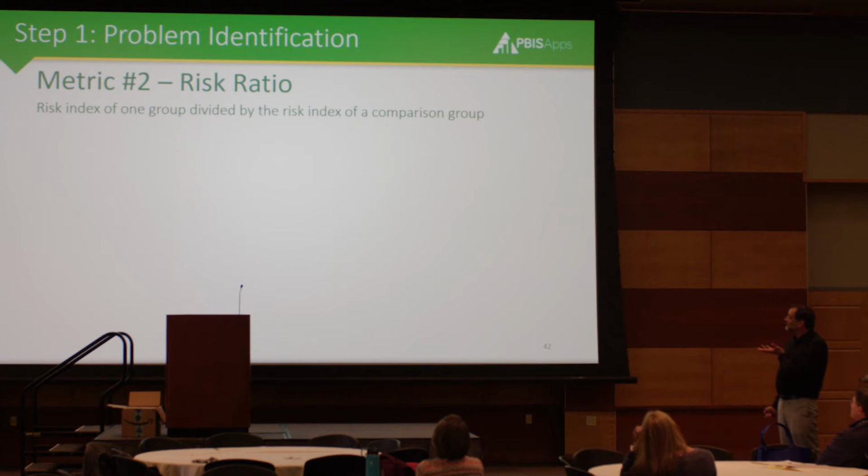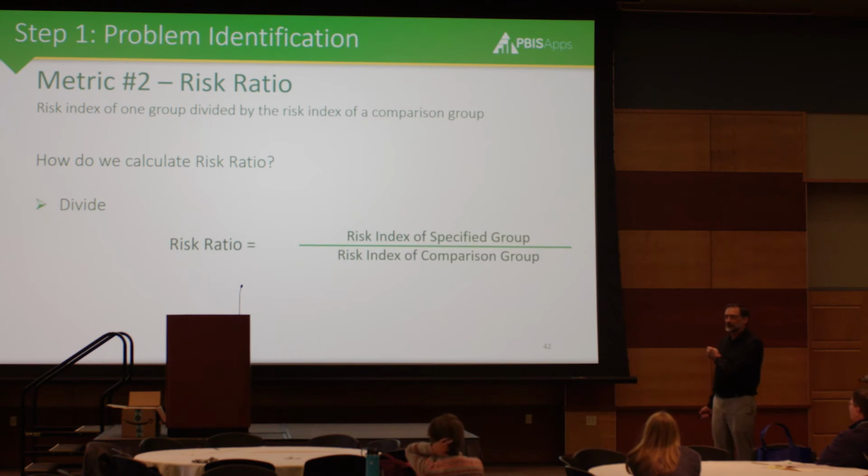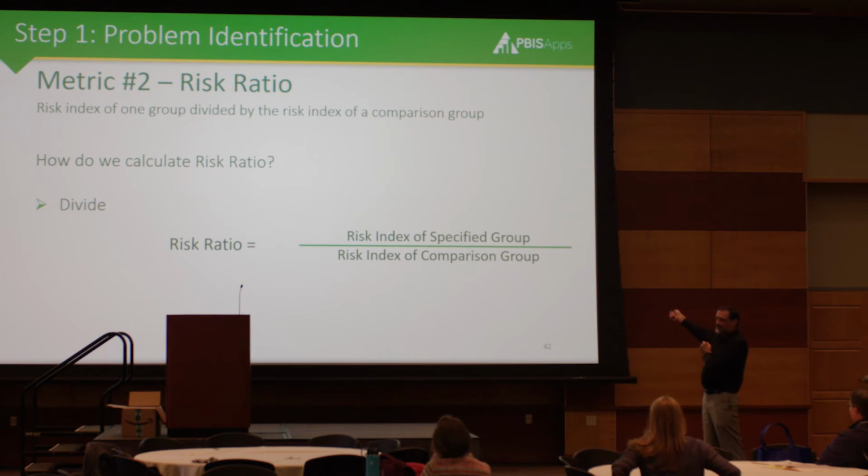The risk index of one group divided by the risk index of another group. Remember that 25% all the way across? 25% divided by 25% would be 1. That would be equitable, it would be equal. So how we calculate, we're going to do some division again, but this time we're going to divide those decimals. We're going to divide the risk index of whatever group we're talking about by the risk index of a comparison group.